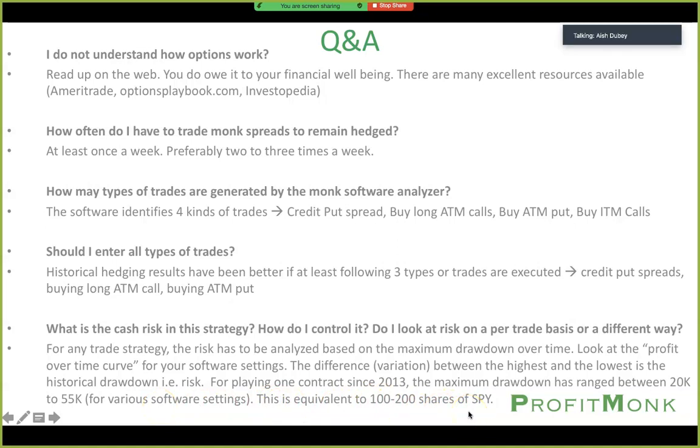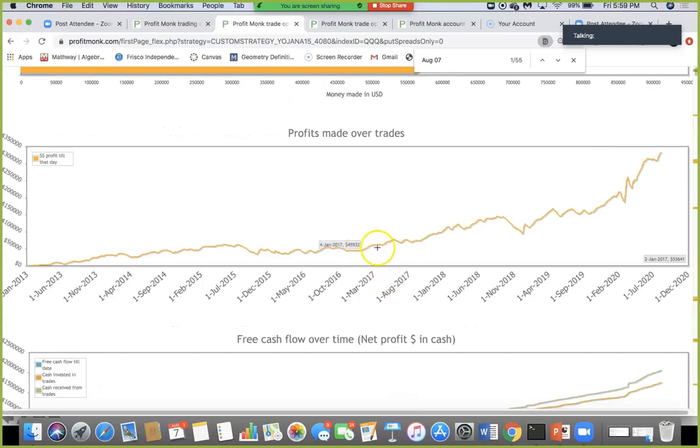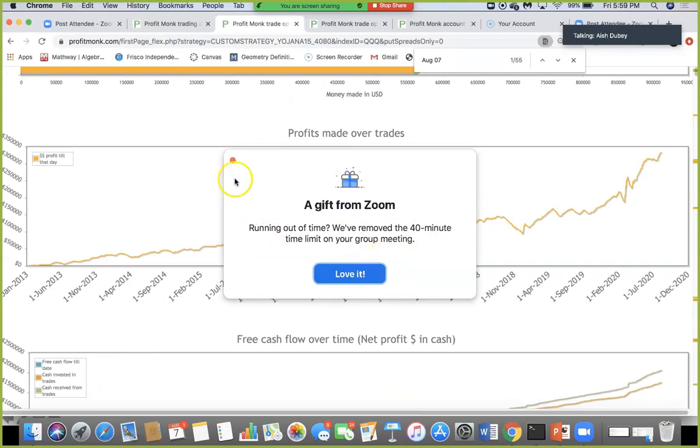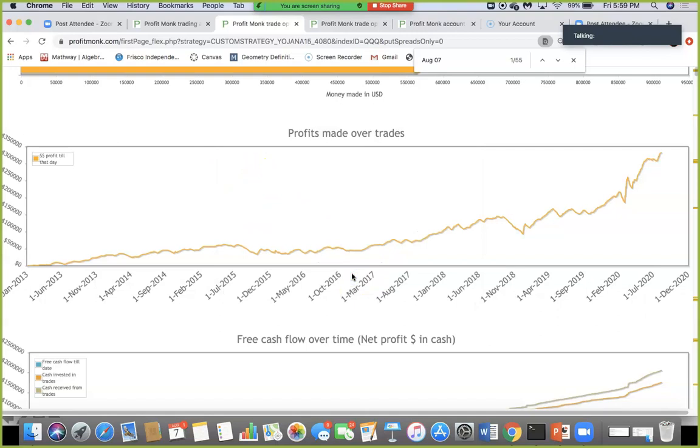So what I do is that if my portfolio is, let's say, 1,000 SPY shares, then I will keep about 100 to 200 shares worth of money in cash and use that to play these hedges. And look how this has worked, because with that kind of drawdown over a period of time, we have averaged a reasonable amount of money every year. That has helped us during these downturns.